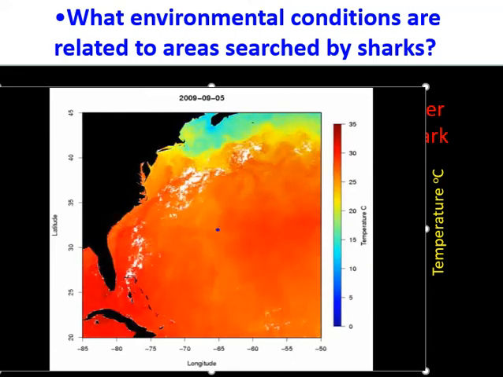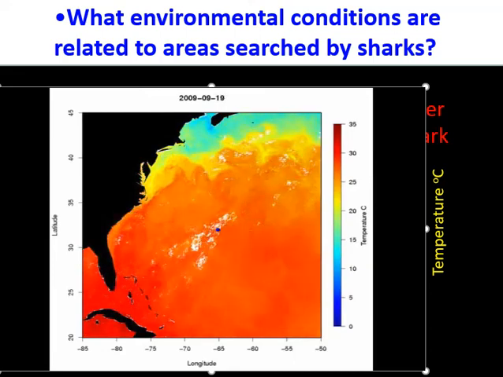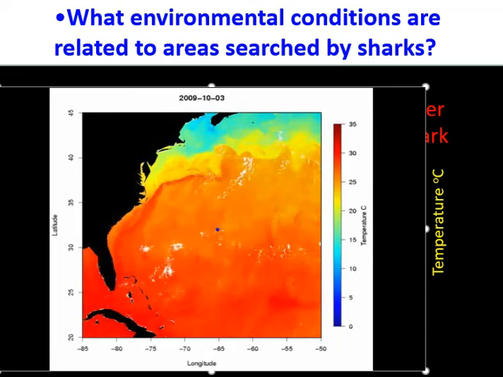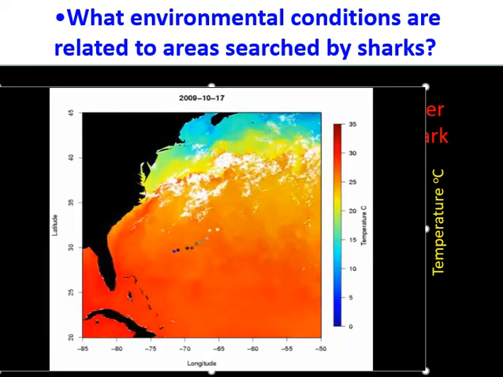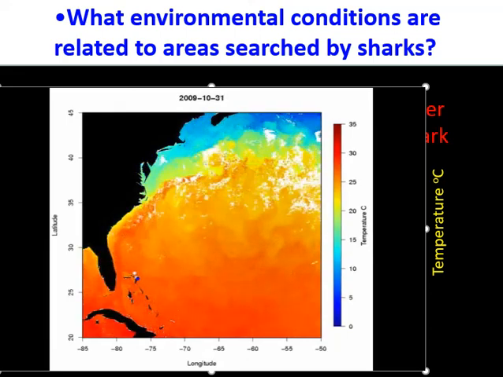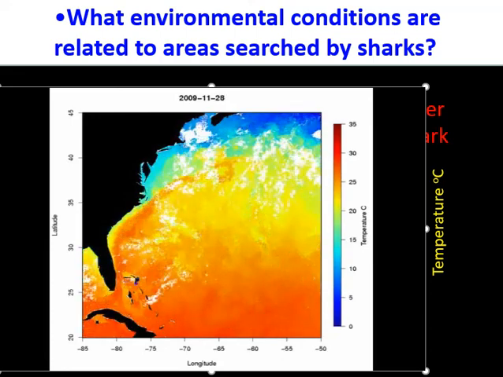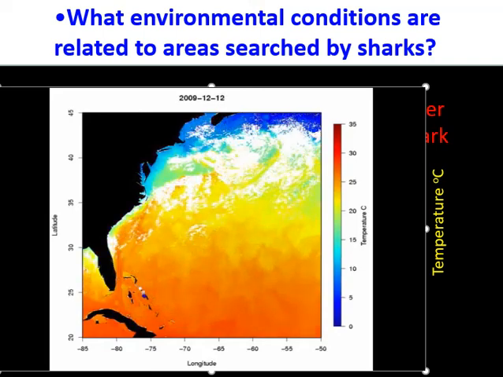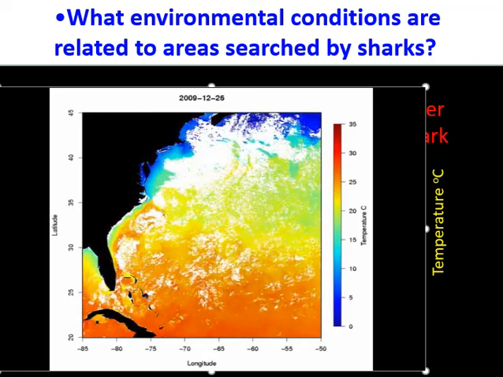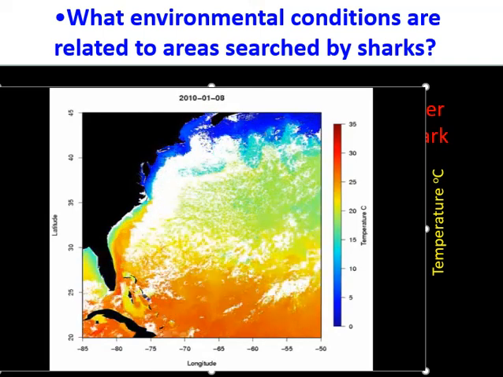So it's got the date up there. This is September. And the water is pretty warm all the way up into the Atlantic. And then it starts to get cold. This is October. The shark swam down to the Bahamas, and it's swimming down there. So this shark obviously has some behavior that's related to temperature.